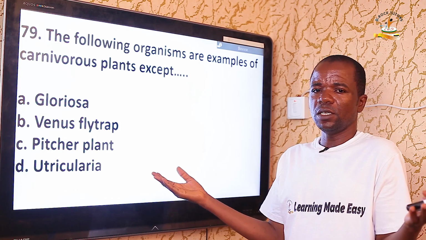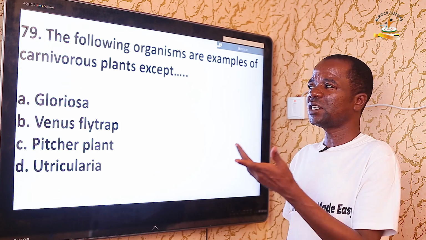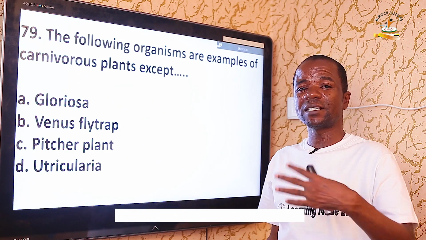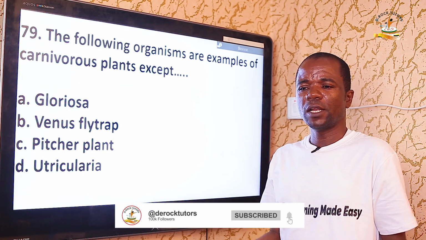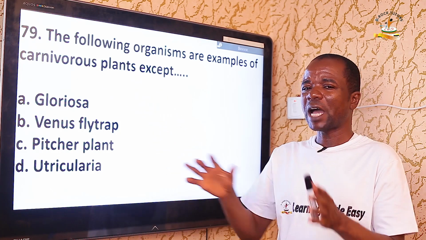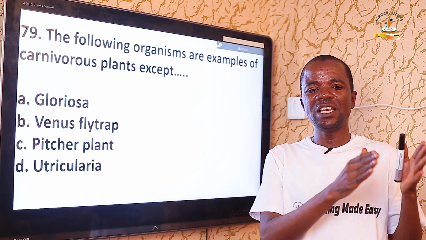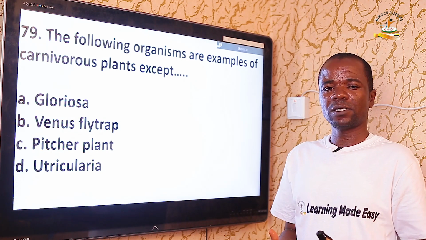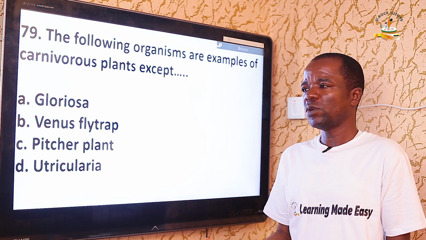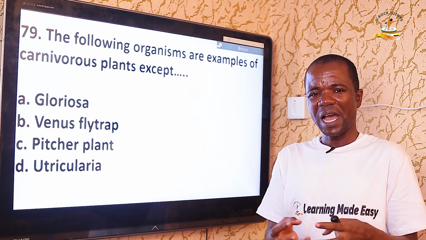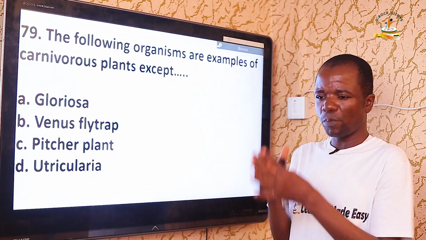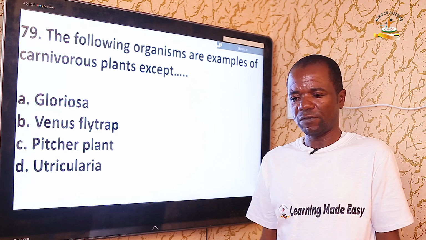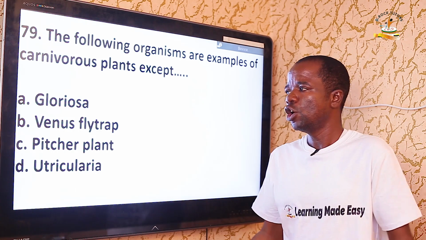Now, Gloriosa is just a flowering plant. It's not a carnivorous plant. Don't forget, carnivorous plants are also called insectivorous plants. And insectivorous plants or carnivorous plants are usually found in nitrogen deficient soil. As a result of that, they kill insects and digest them and extract nitrogen from them to supplement, to augment the nitrogen in the soil that, as I've said earlier, is deficient in nitrogen.